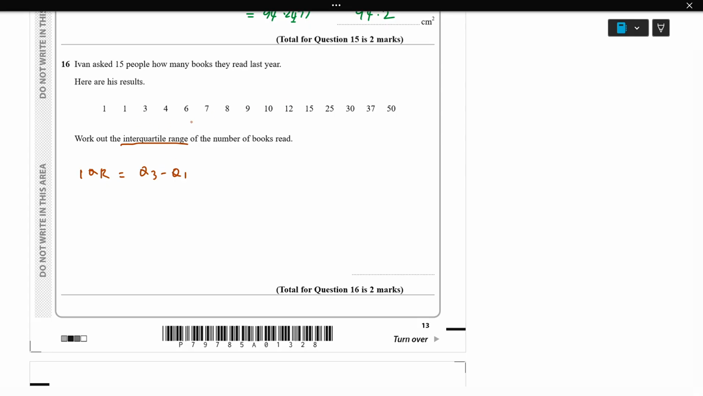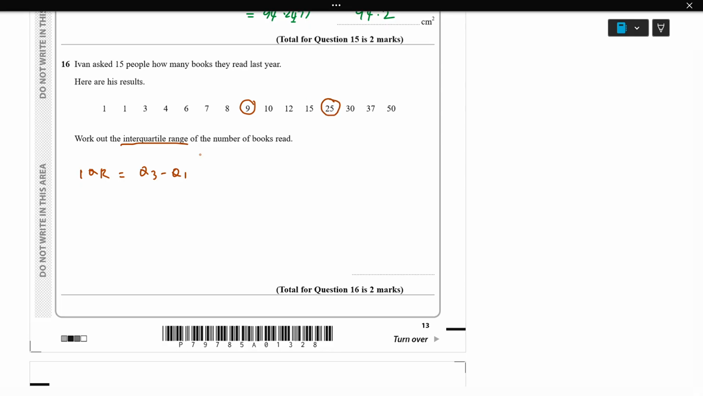So first we'll find the middle one. 15 people, so 15 plus 1 is 16, over 2. The eighth one is going to be the median: 1, 2, 3, 4, 5, 6, 7, 8. Leave this, then you have to find the midpoint of the right side. So here is the midpoint.